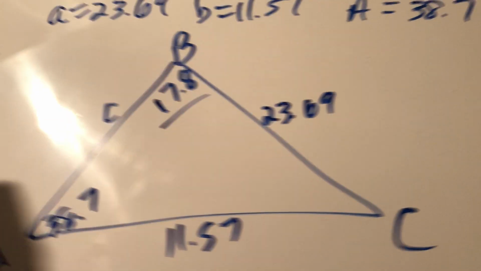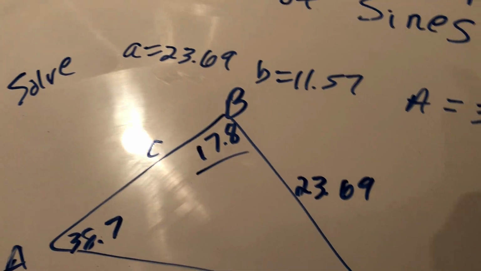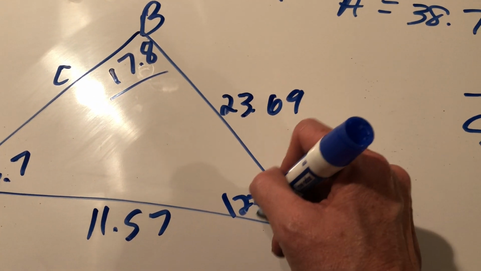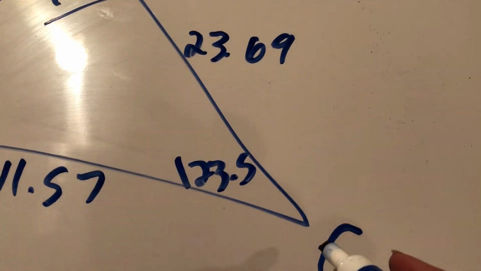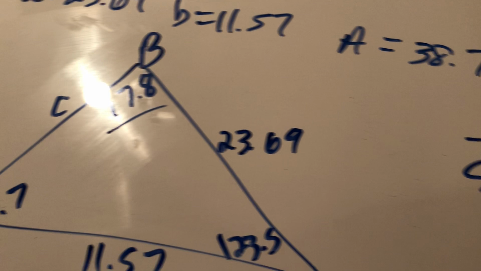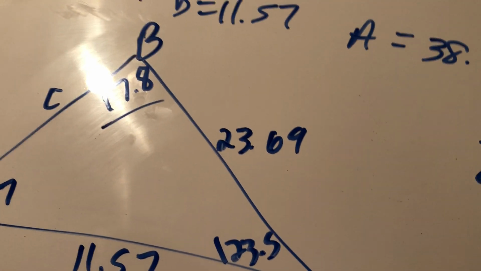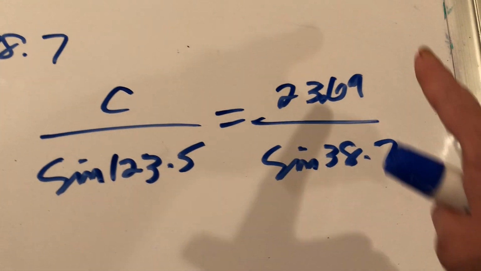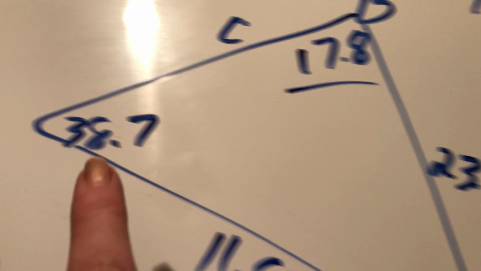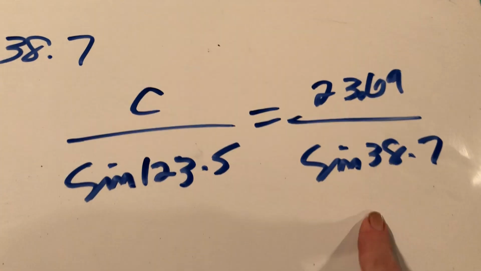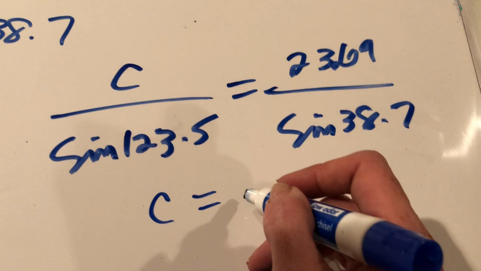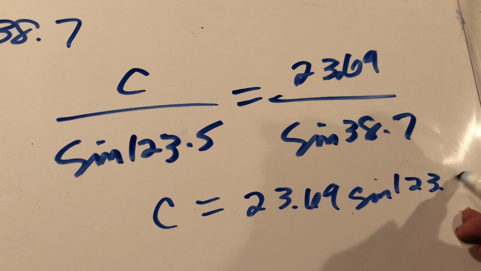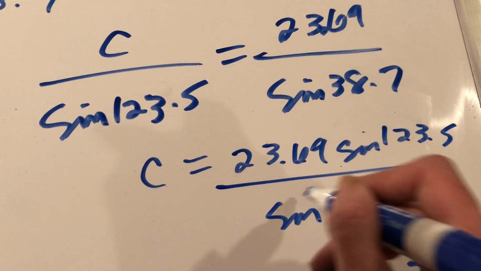So to set up side C, we put little c over sine of 123.5, because remember, angle C was 123.5. So side C goes over sine of angle C, equals 23.69 over sine of 38.7, because those were my A's. So then C, you just have one move, 23.69. You move the sine 123.5 and then divide by sine 38.7.